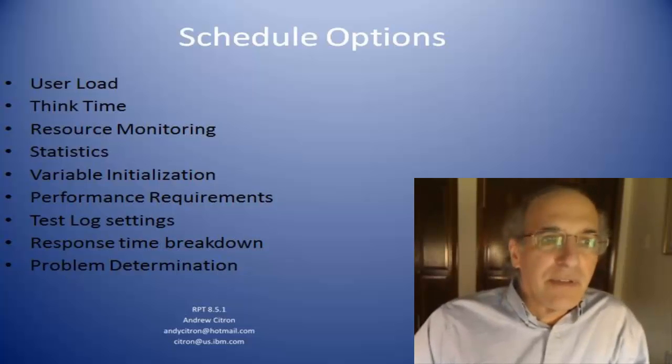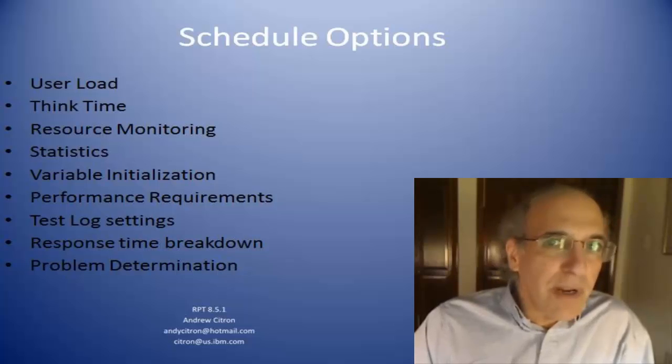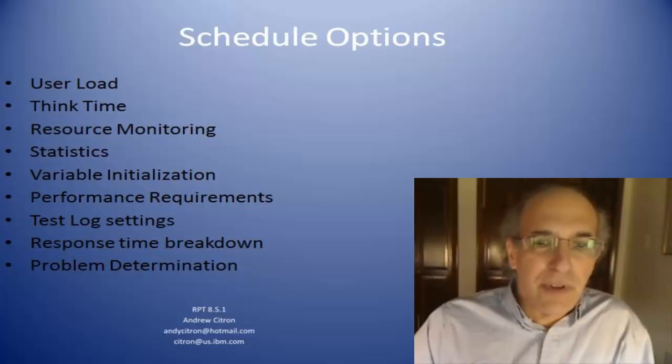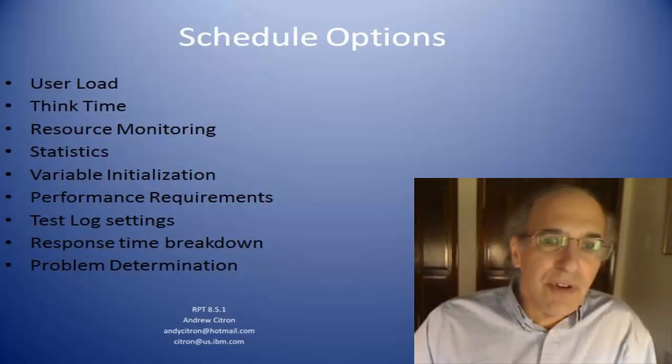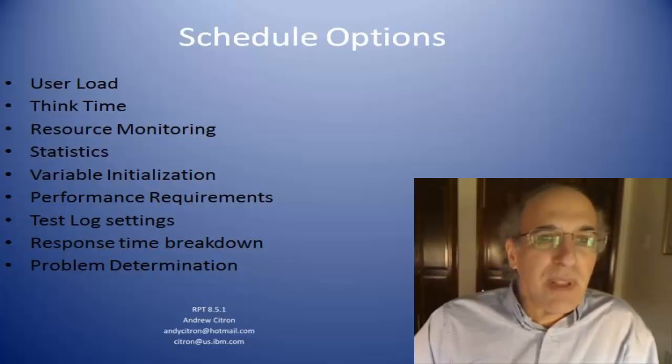Statistics is another setting, and that tells RPT how frequently you want to gather statistics, because if you have a long run and you're gathering statistics very often, then your logs will be huge and your disk space will get used up. So as you saw in the previous lecture, if it's a run that's too long, RPT says, why don't you make your statistics gathering less frequent? You don't lose information, it's just how frequent RPT queries for that information.